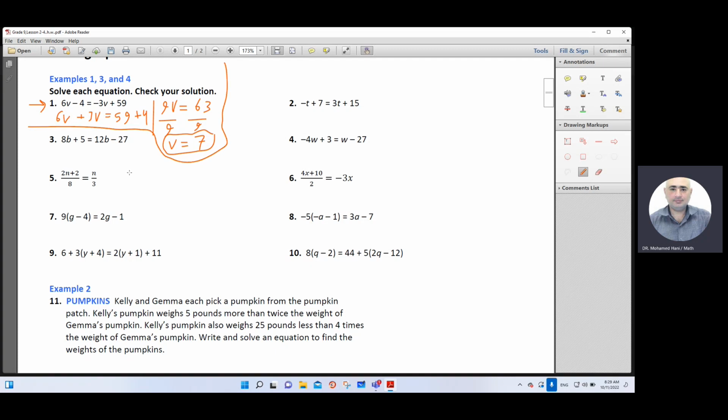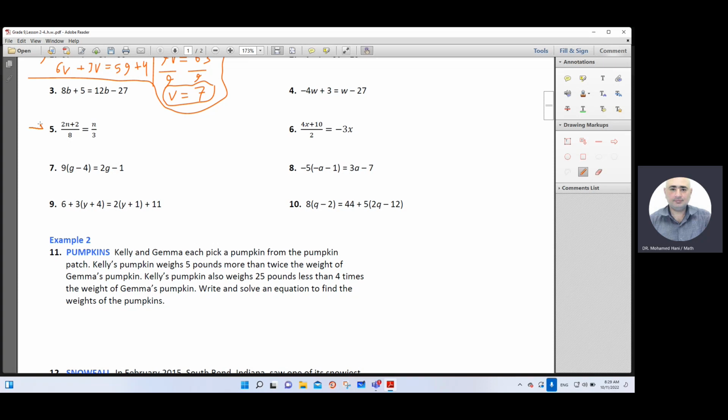Okay, Falah, please try to solve number 5, because 2, 3, and 4 are the same idea. So solve number 5.